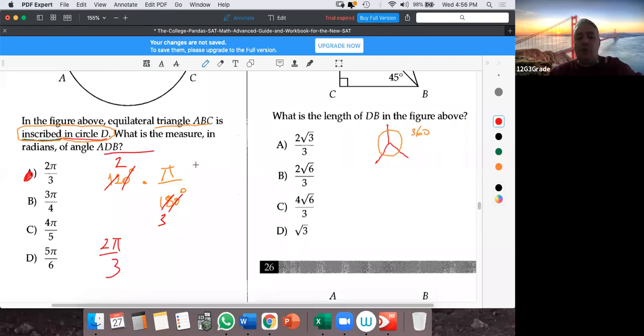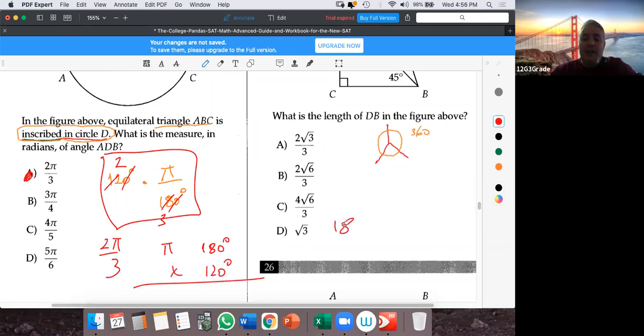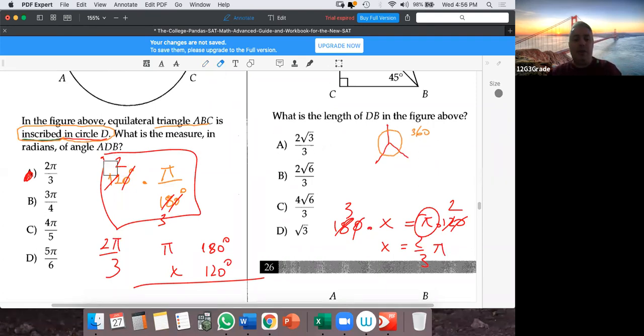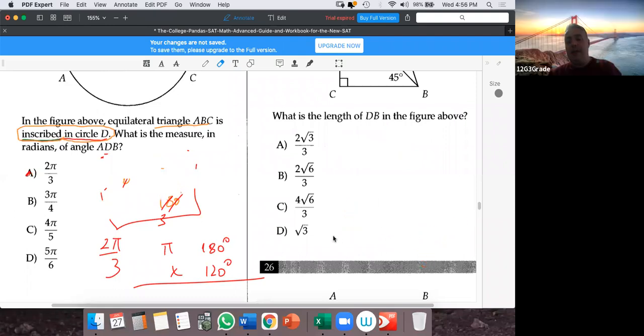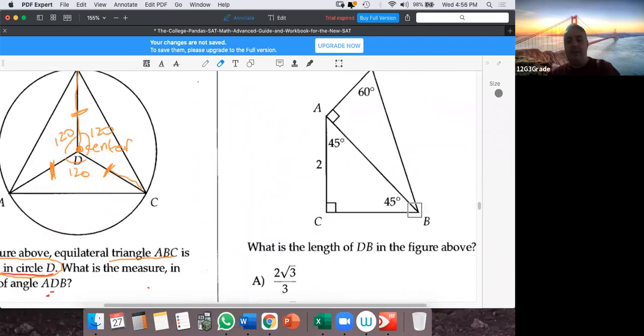If you forget the rule, what can you say? Pi is 180 degrees. So 120 degrees is x. And then cross product, 180 times x equals pi times 120. Then simplify by 2, simplify by 3. So x is 2/3, and also there is pi, so 2/3 pi. Okay? Is this understood or not? Yes, sir, understood. Good.